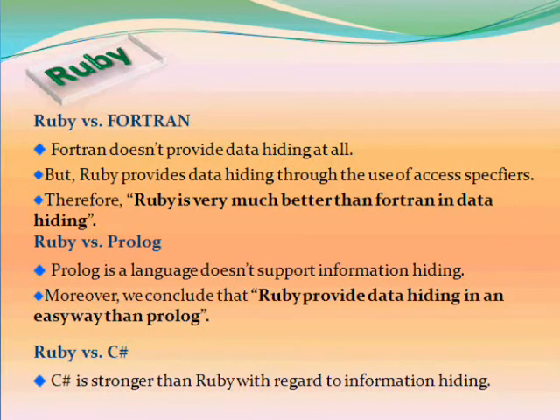Ruby provides data hiding by the use of access specifiers. Fortran doesn't support data hiding. Therefore, Ruby is very much better than Fortran in data hiding. Prolog also does not support data hiding. Regarding information hiding, C# is better than Ruby.